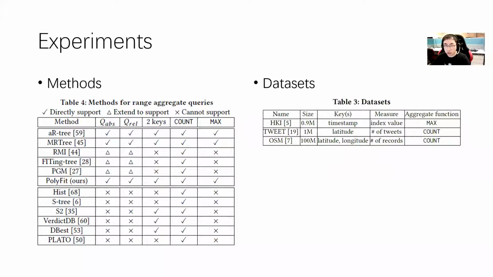Now we briefly check the experimental results. We compare Polyfit with both existing learned index structures and other range aggregate query methods, including sampling, histogram, approximate query engines, machine learning based approximation, and time series database methods. We use 3 datasets in the experiment to test the performance, ranging from 1 million to 100 million records.